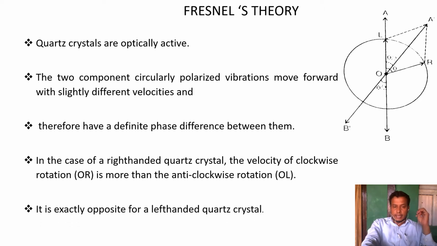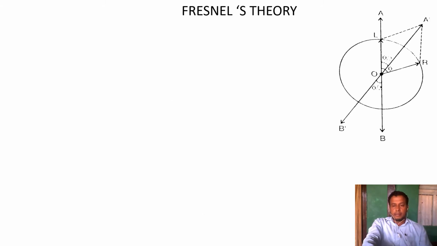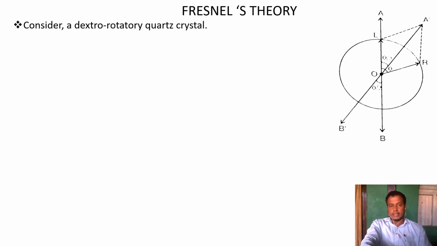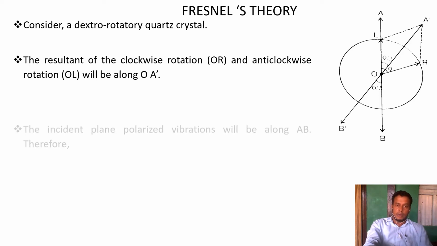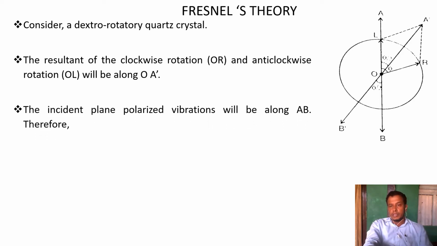This is exactly opposite to the left-handed quartz crystal, which is laevorotatory. Now consider a dextrorotatory quartz crystal. The resultant of the clockwise rotation OR and the anti-clockwise rotation OL will be along OA dash.